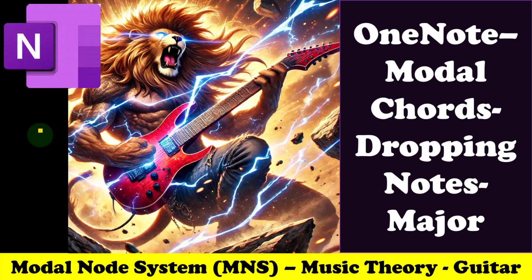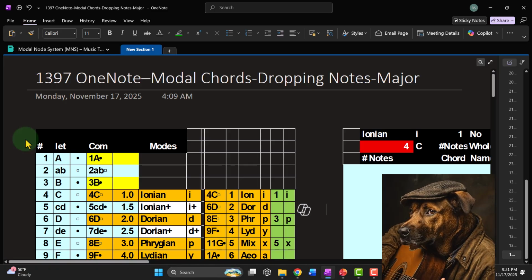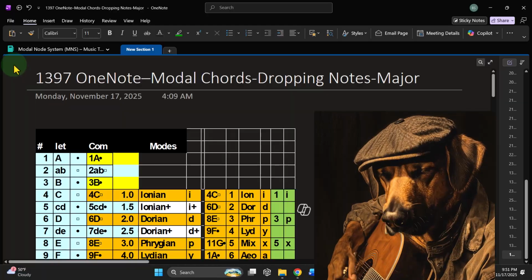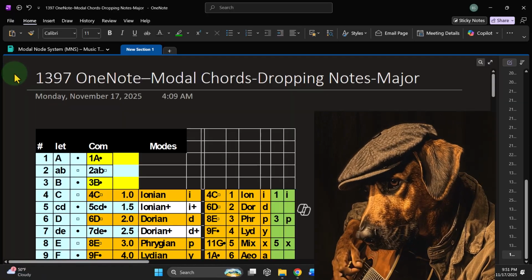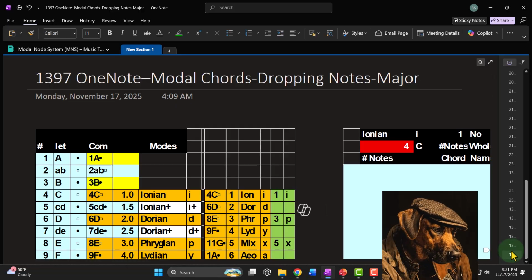So get ready and get some coffee, because although we're just playing with one note, it's a beautiful note. You're not required to, but if you have access to it and would like to follow along, we're currently in the OneNote file of Modal Node System, MNS, Presentation 1397, OneNote, Modal Chords, Dropping Notes, Major, with the list of presentations on the right-hand side.